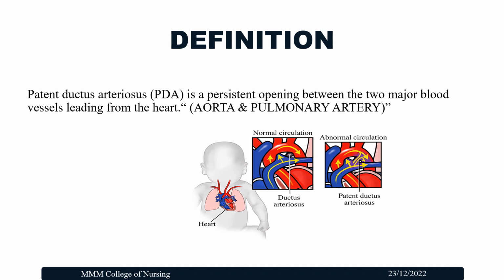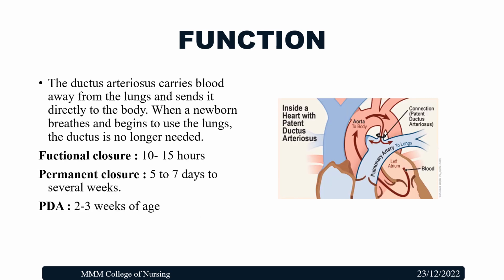from the heart, that is, from the aorta and the pulmonary artery. Between these two major blood vessels, there is a persistent opening between them. So what is the function of the ductus arteriosus? The ductus arteriosus carries the blood from the lungs and sends it directly to the body.